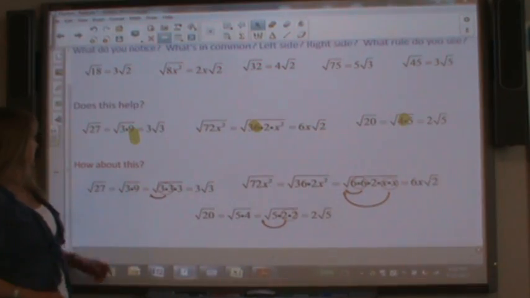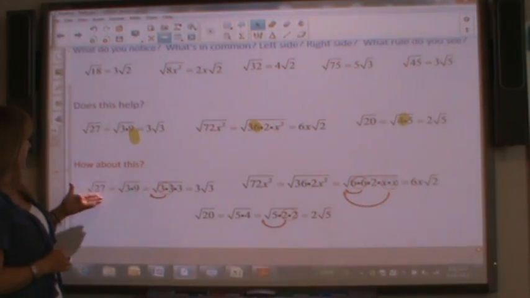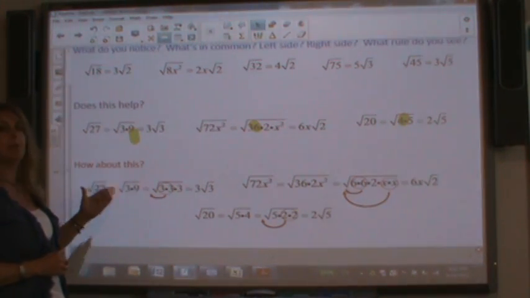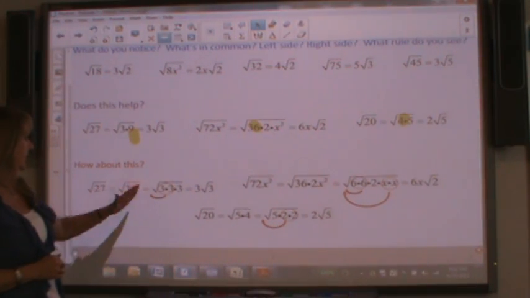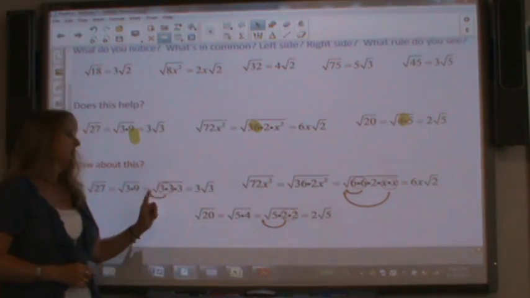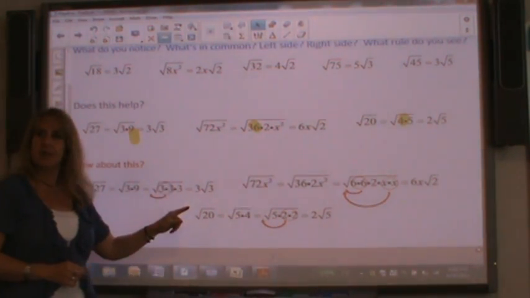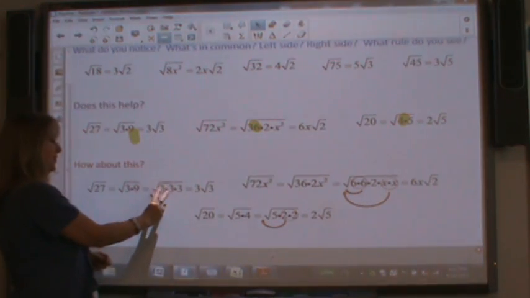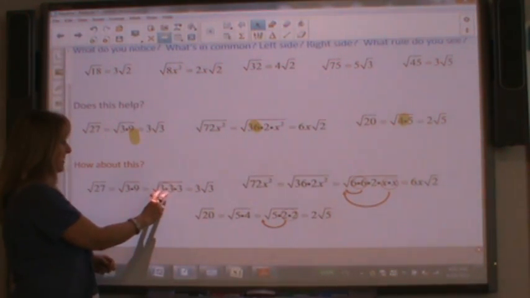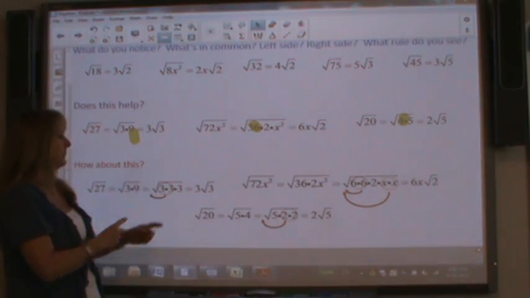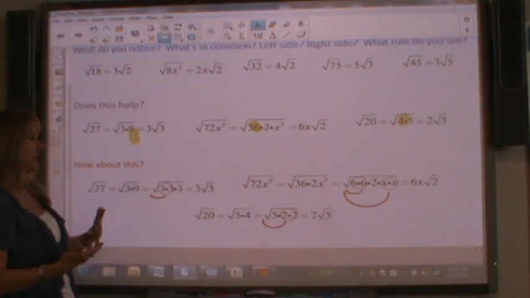Here are those 3 examples again. The square root of 27 can be written as the square root of 3 times 9, and that can be written as 3 times 3 times 3. When I have 2 of the same factors under the radical sign, I bring out 1, to get 3 square roots of 3 as my final answer.